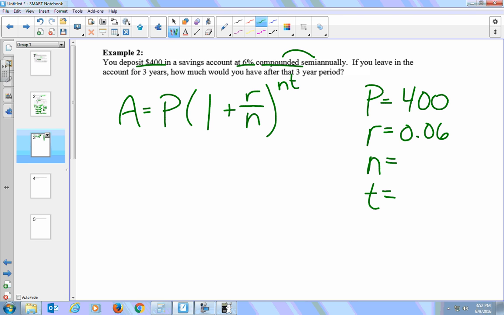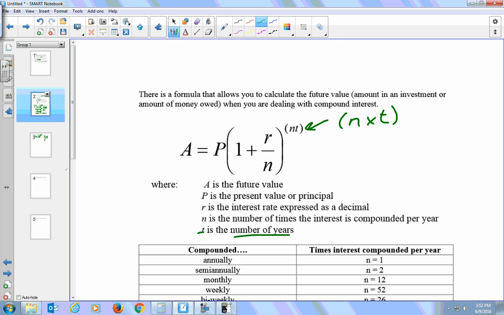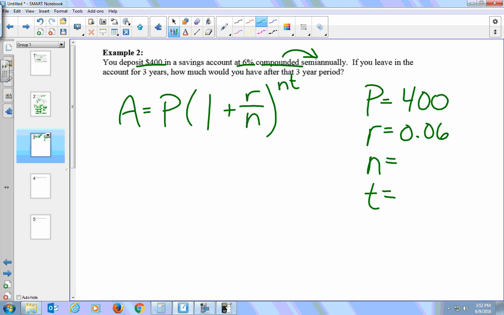You can divide by 100, or you can move it 2 spots to the left. Compounded, so we look to the right, and it says compounded semi-annually. So semi-annually means twice a year. If we go back up, we see that semi-annually, our N equals 2. It's compounded 2 times during the year. If you leave it in the account for 3 years, our time is 3 because it's measured in years.